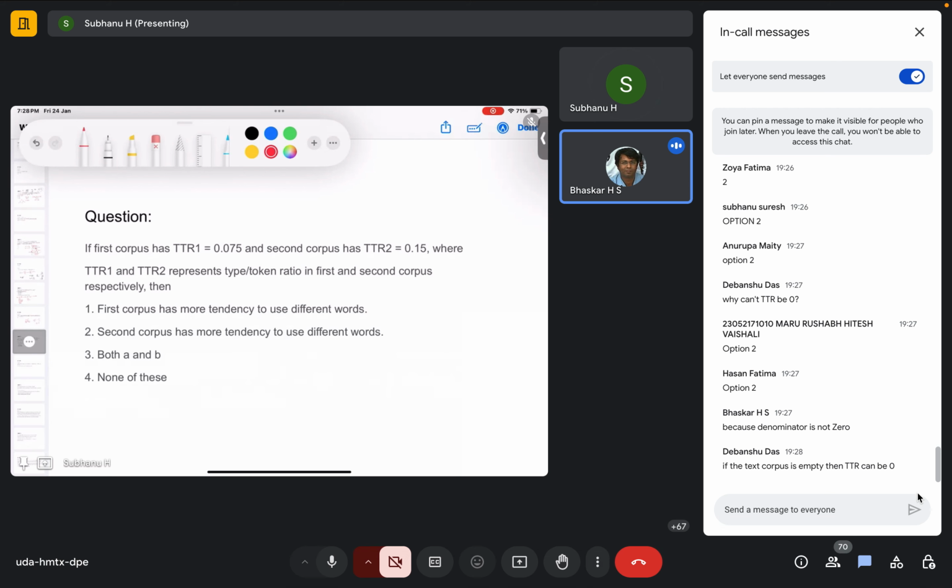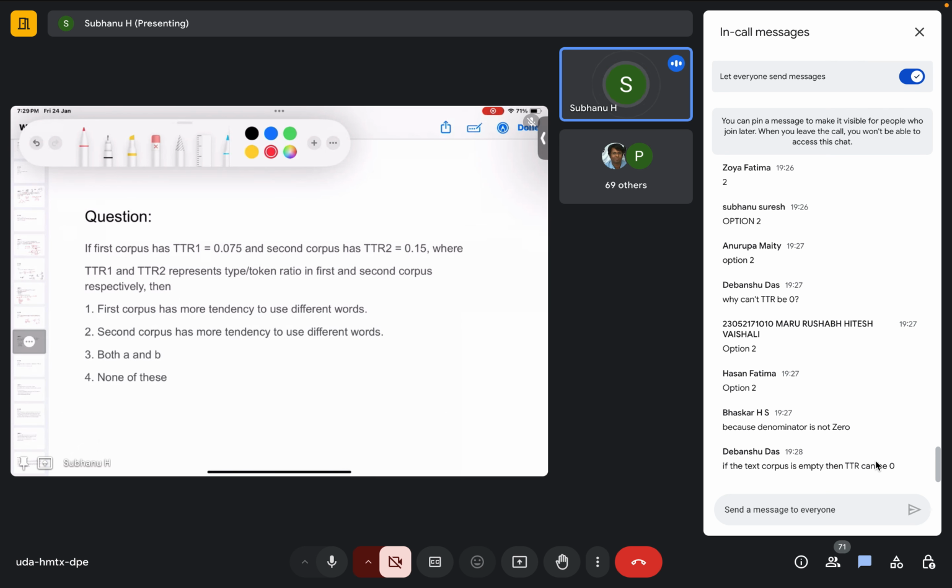Hello. Can I answer? Yes, please go ahead. It will be very helpful for me. Okay. See, basically TTR is the ratio between your types by the tokens, right? If at all the answer has to be 0, the numerator has to be 0. And if the numerator is 0, that means the types are 0. If types are 0, how will the number of words be greater than 0? It will also be 0. It will become an indeterminate form.